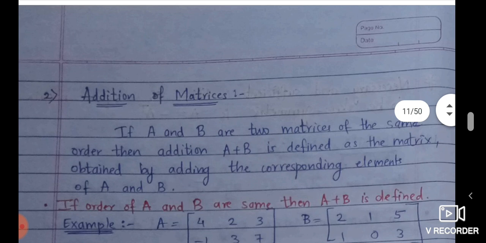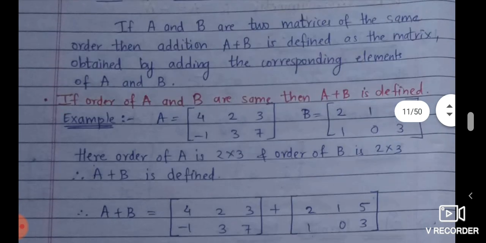Okay. Next, addition of matrices. We can add two matrices if and only if their order is the same. See, for the matrix, I have taken an example.